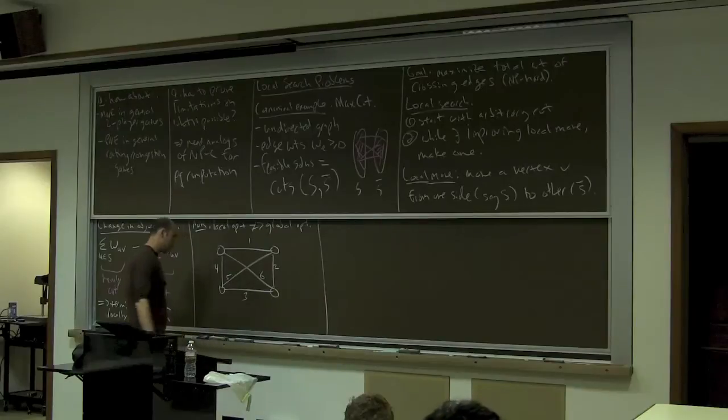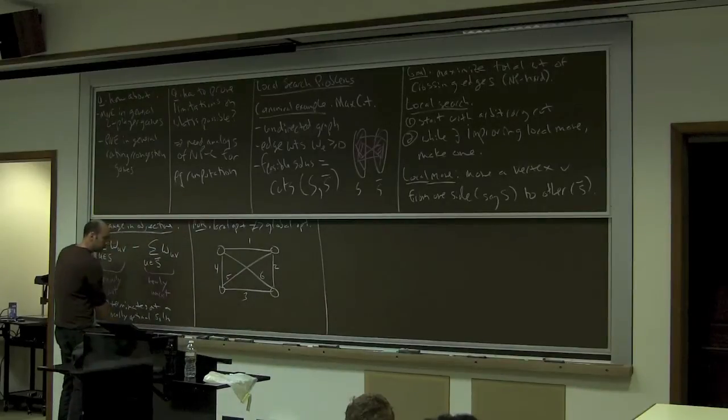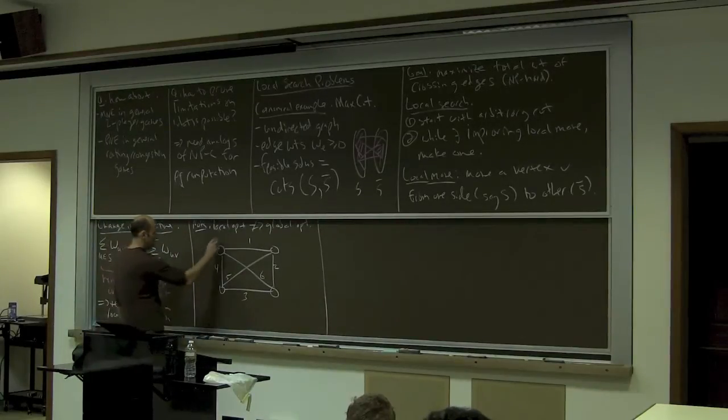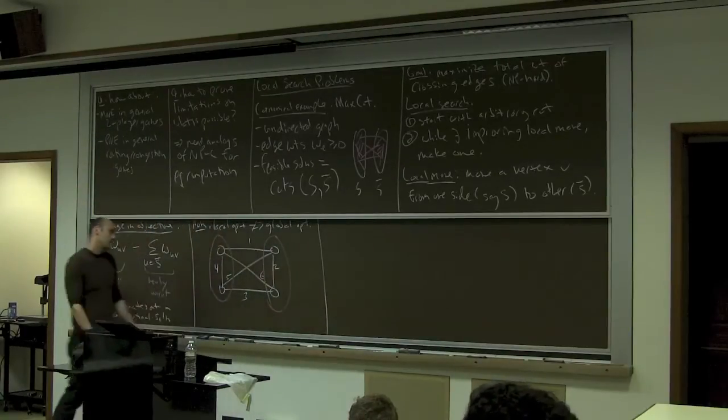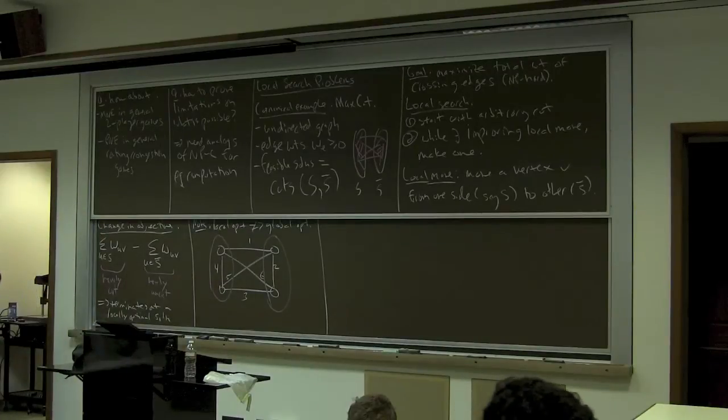With edge weights 1 through 6. So let's examine this cut here, where the left nodes are S and the right nodes are S bar. So the total weight of the crossing edges here is going to be 15, right? 1 plus 5 plus 6 plus 3.